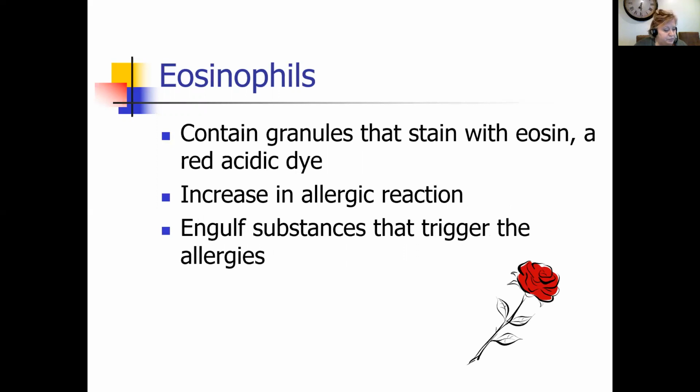Eosinophils are over on the right. And if you look at their granules, they stain with eosin, which is a red acidic dye. Eosinophils increase an allergic reaction. Eosinophils will come up and engulf the substance that triggers the allergen, whether it be environmental or food.